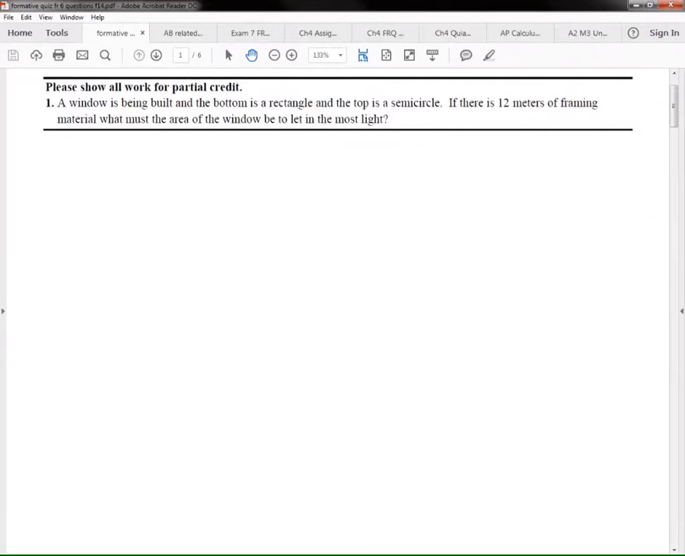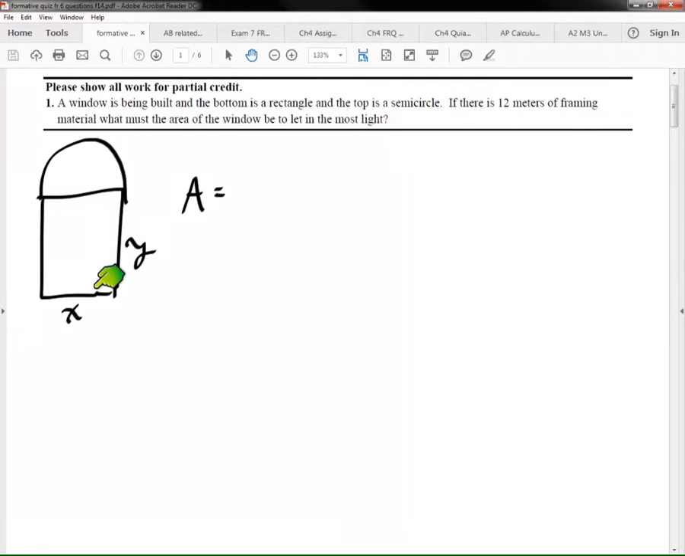This is one that I saw. You drew it, and you have X right here and Y right here, and then I should probably read the problem, just because I'm starting out here. A window is being built, and the bottom is a rectangle, and the top is a semicircle.